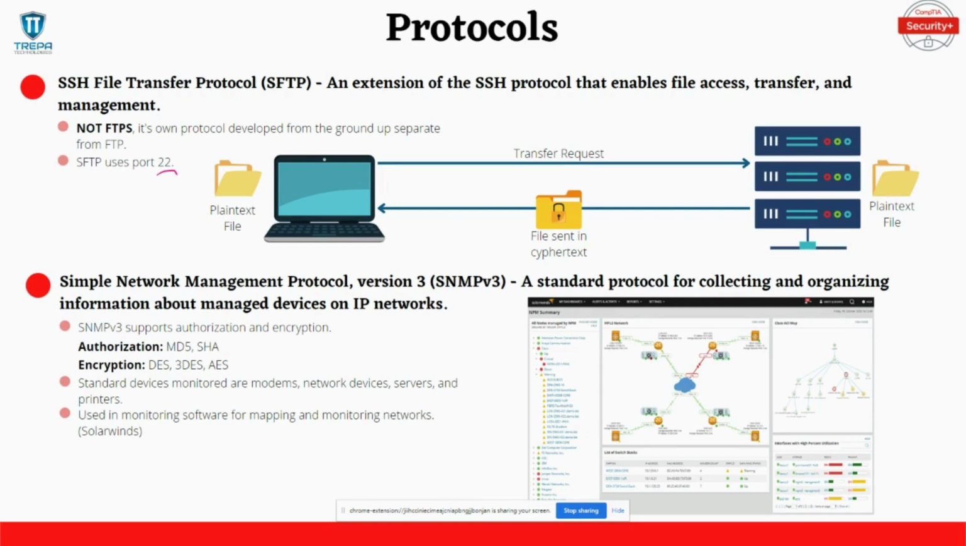SNMP is a protocol that allows the management of network devices like switches, routers, firewalls. And SNMP, when it was created, was also inherently vulnerable and an insecure protocol. So now we have SNMP version 3, which is going to add authorization and encryption to the SNMP protocol. So this lets us use hashing, right, and encryption on our SNMP messages.